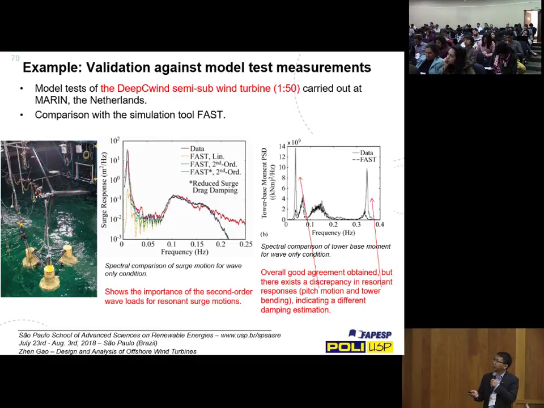And here we also compare with the numerical estimation. At that time, I think the FAST code did not consider second order wave loads, so there is some difference in terms of second order wave motions. But I think now they include these features.